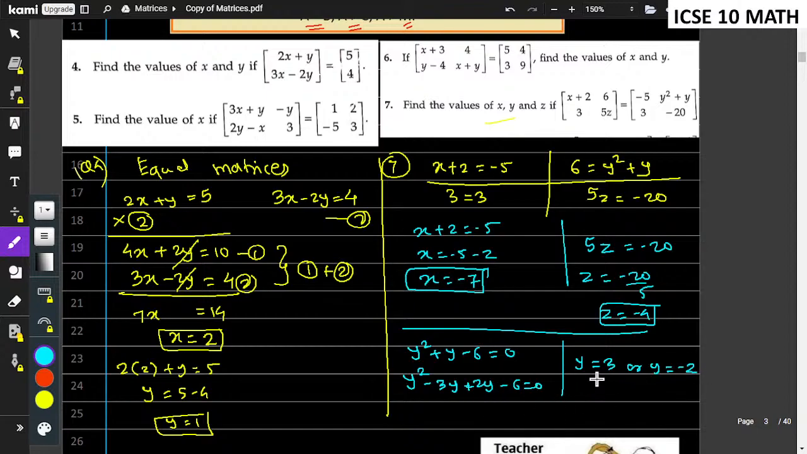You have to solve this. Here I am taking a shortcut so that we can save some time. So these are the two values we are getting for y. So x is equal to minus 7, z is equal to minus 4, and y has two different values since we are getting a quadratic equation, which we definitely know how to solve. Correct? So just have a look at these sums.